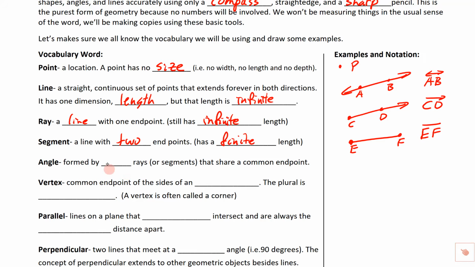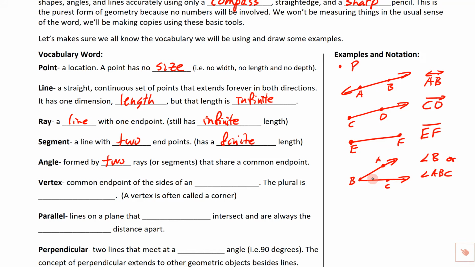Now, an angle is formed by 2 rays or 2 segments, and they have to share a common endpoint. That would be something like this. We're going to have a ray heading off in that direction, a ray heading off in this direction, and I'm going to label a point over here A, and then here B, and then here C. And the notation that we could use for that, and we're probably familiar with this, is we could call this angle B, or we could call this angle ABC, or we could do CBA if we wanted to.